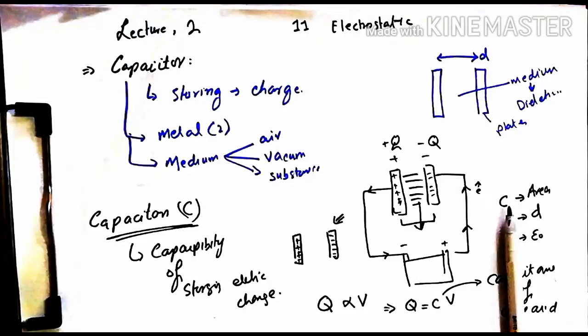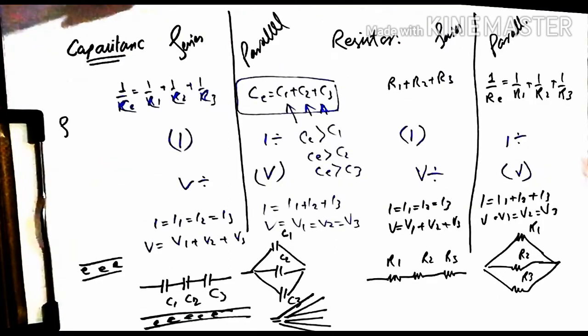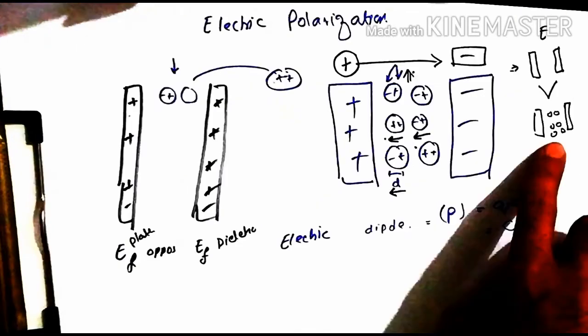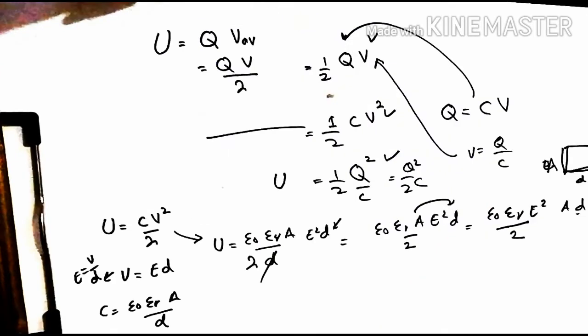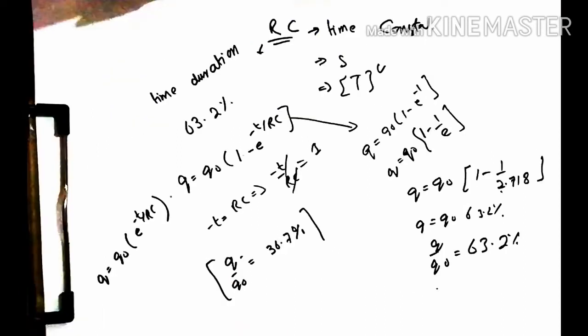In today's lecture, we are going to discuss electrostatics part 2: the capacitor, the capacitance equations, the combinations of capacitors and resistors in series and parallel, and electric polarization, dipole, the equations for charging and discharging of a capacitor, and the RC constant, whose dimension is time. So now let's start.